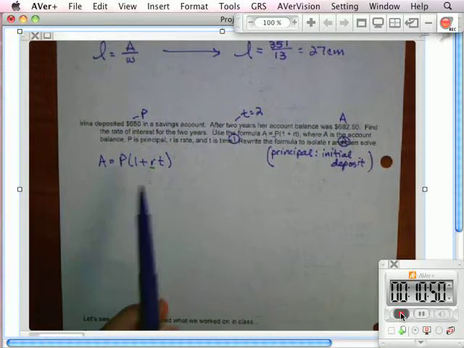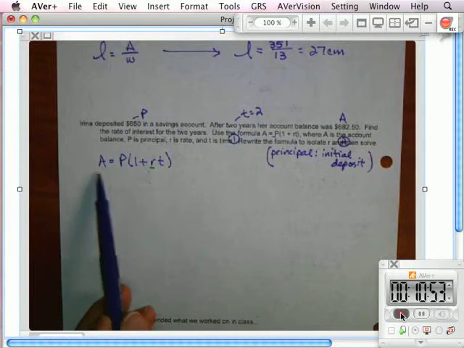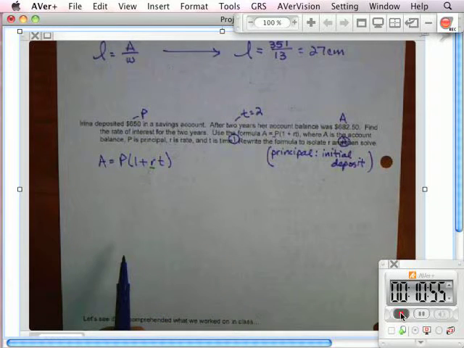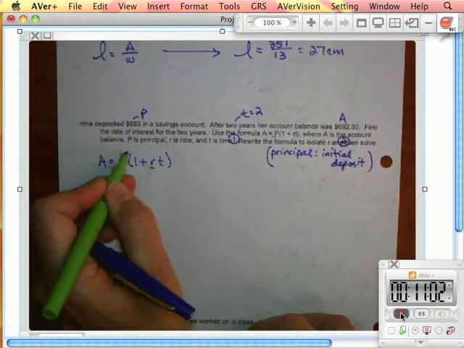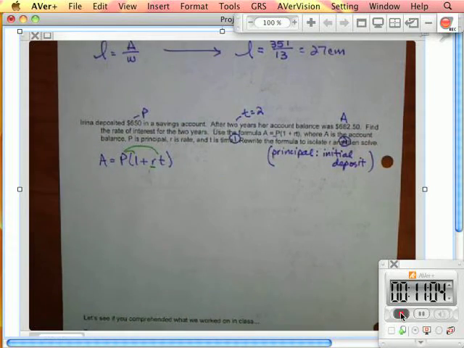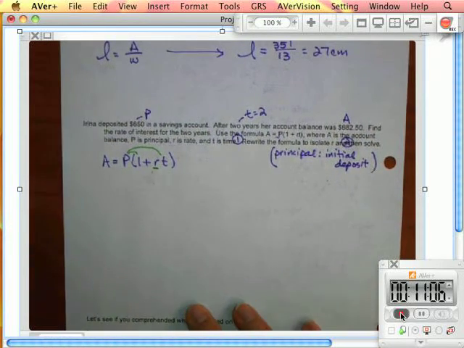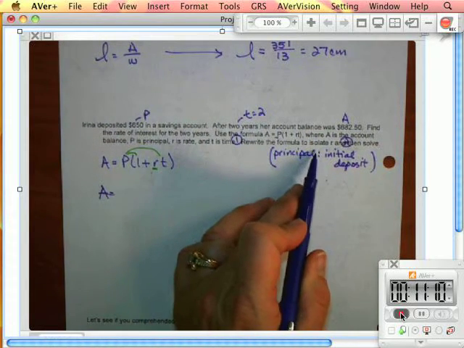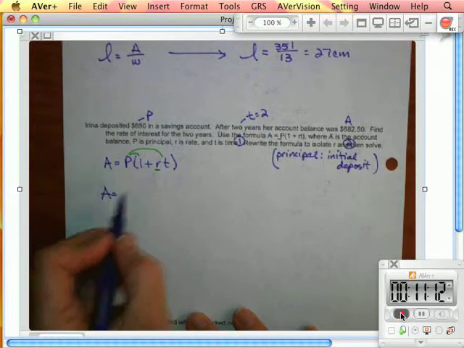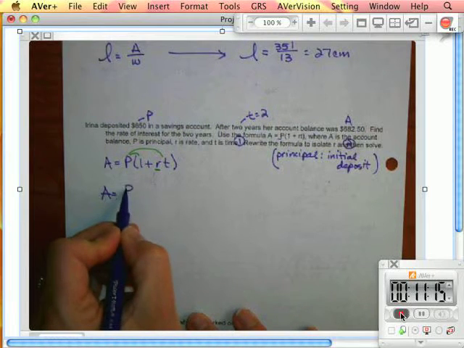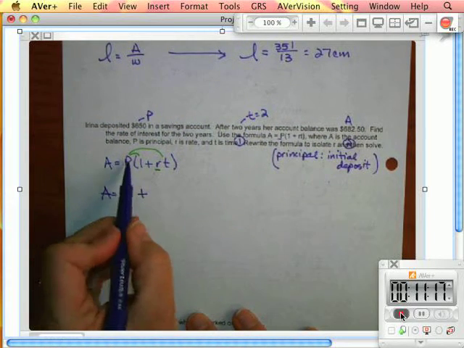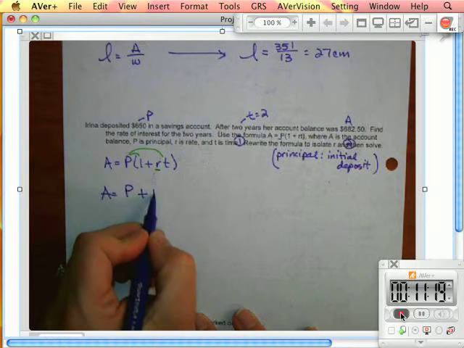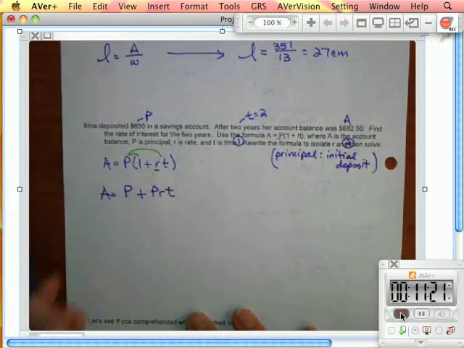Now, initially when I did this, I divided everything by P, and it just became ugly. So then I'm like, okay, well, I don't like that. I'm going to go back up now, and I'm going to distribute P first. Why wouldn't you plug it in first? Because of the directions. It says rewrite the formula to isolate R. P times 1 is P, plus P times this stuff is just P times R times T.